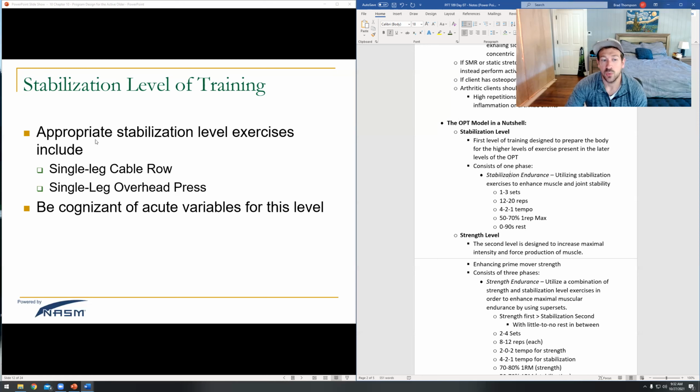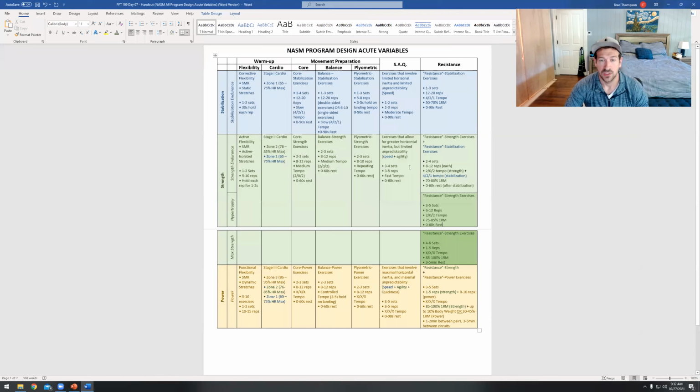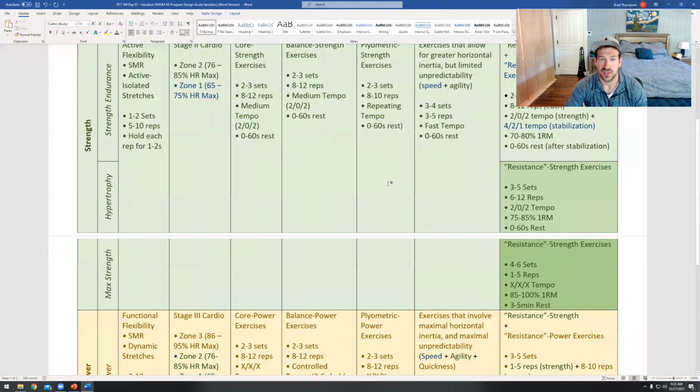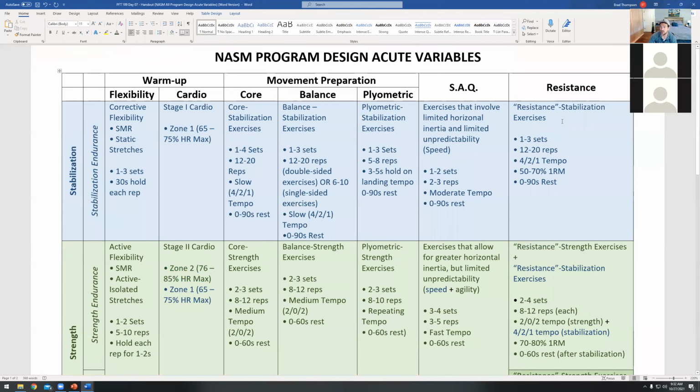So when you're doing this, you want to pick stabilization level exercises like a single leg cable row, single leg overhead press. And you want to make sure you're picking the right acute variables. So that's where the big chart comes in. I'm going to maximize this because it is massive. Let's go ahead and zoom in here to the blue section. And I'm going to minimize all of this.